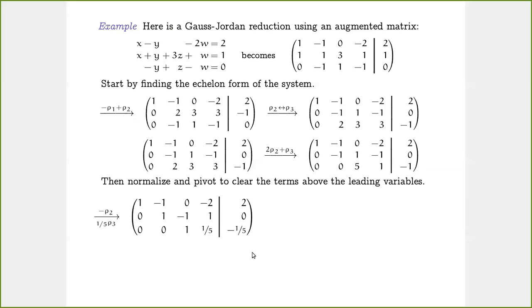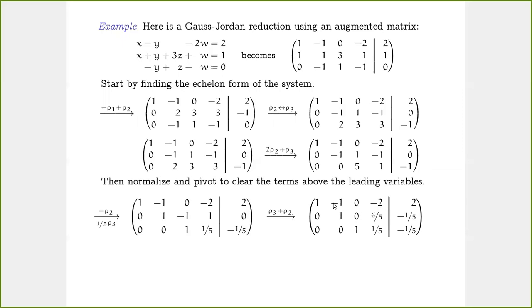Okay, so how does that work? Well, we're going to add row 3 to row 2. That'll clear this term, and that's what you get here. 1 plus minus 1 is 0. 1/5 plus 5/5 is 6/5. And minus 1/5 plus 0 is minus 1/5.